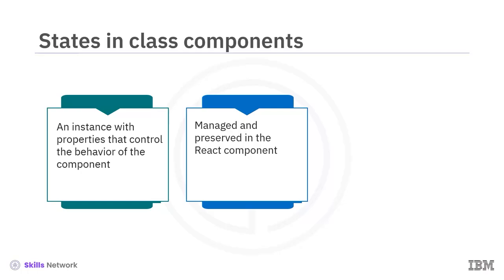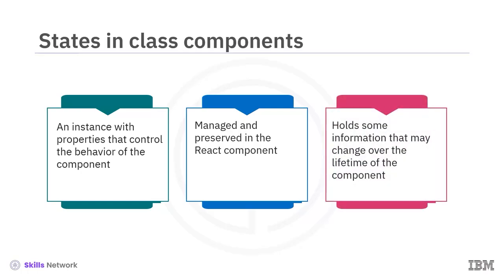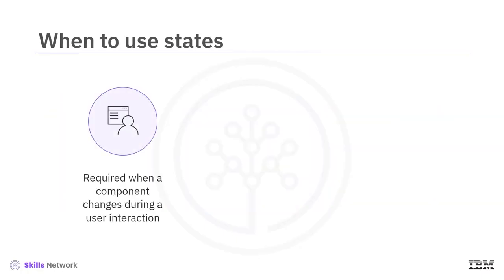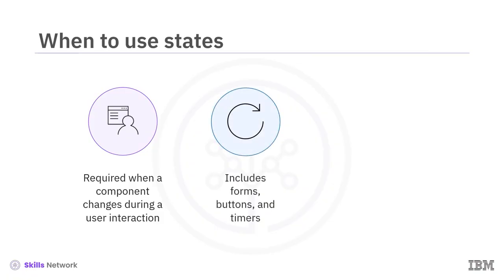You manage and preserve the state in the React component. In other words, you control the state of a component with an object that contains information that may change over the component's lifecycle. If your component changes or needs to change during user interaction, you use its state. A state allows you to track the change in the component. This includes updates to forms, buttons, and timers.